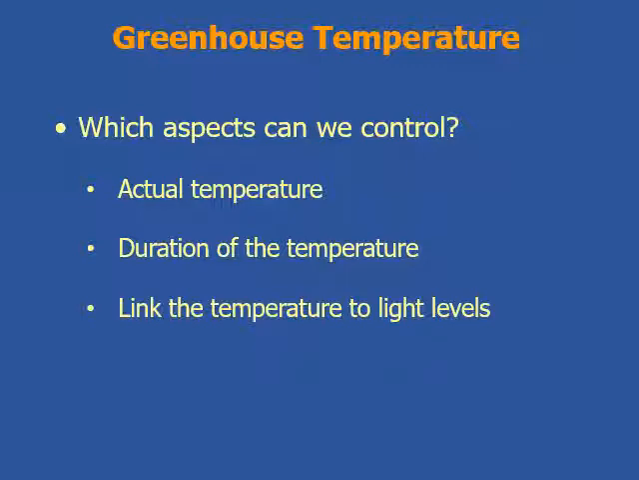So in a greenhouse, we can control things with temperature in terms of we can control the actual temperature, right? Set a temperature, say you want it 20 degrees Celsius, it's 20 degrees Celsius. But we can also control the duration of that temperature. So how long do we want it at a specific temperature? And just like the last lesson, we can also link light to temperature. And so these are things that as growers we have to take advantage of to control our crops.